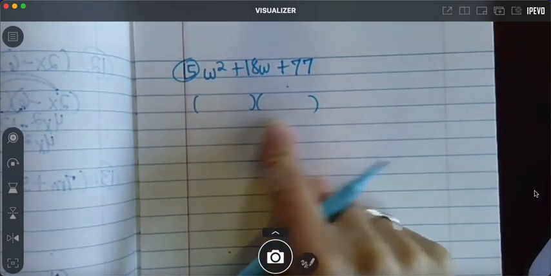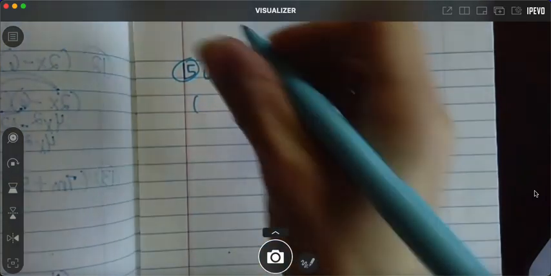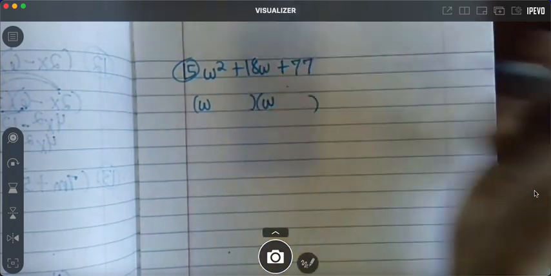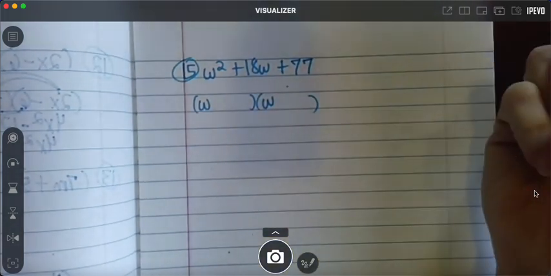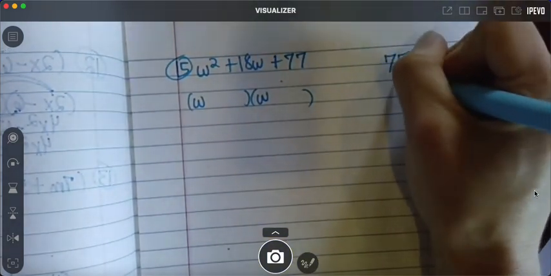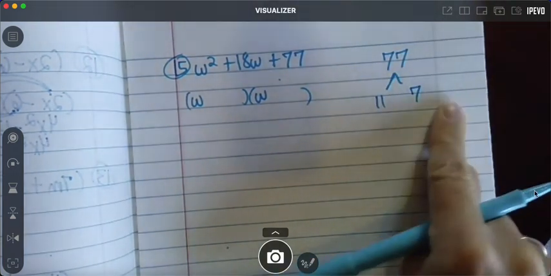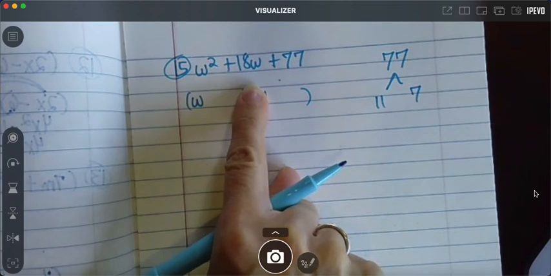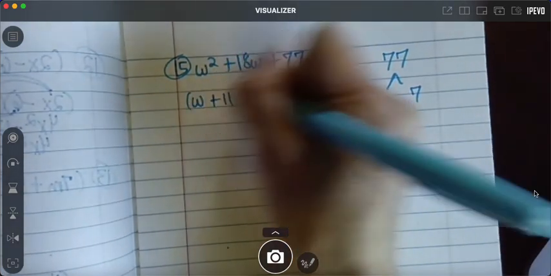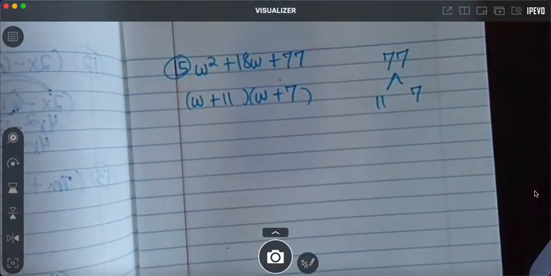You put your 2 parentheses. What goes at the front of them? W and W, okay? I'm going to find factors of 77. What are they? 11 and 7. Does that add to 18? Yeah. So it's a positive 11 and a positive 7. Y'all, it could be switched.